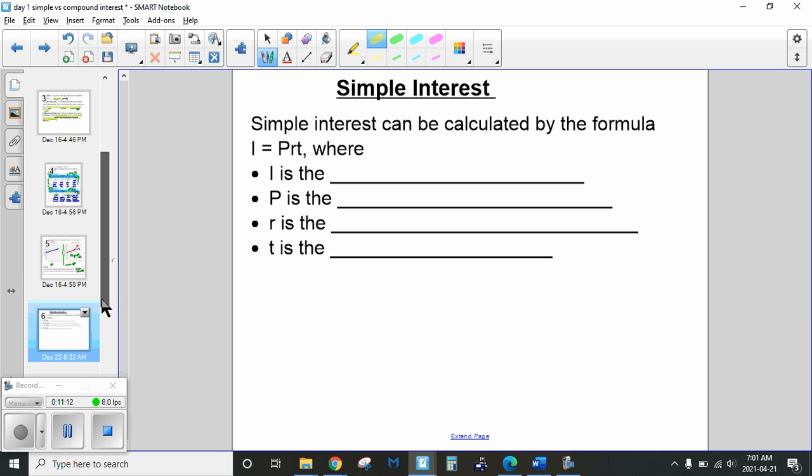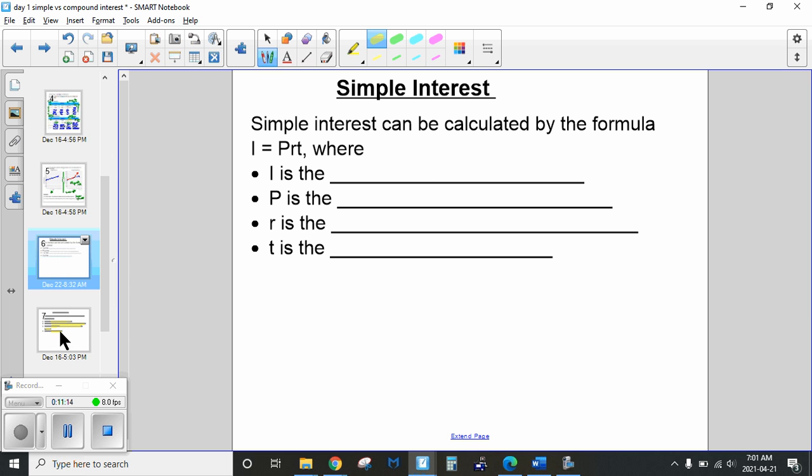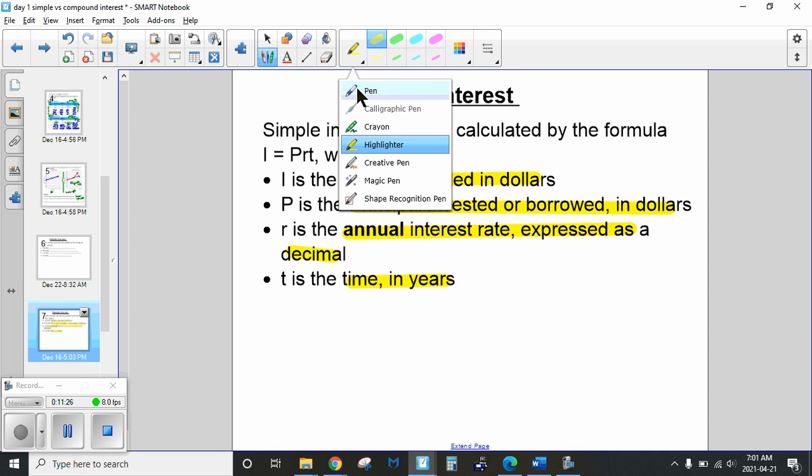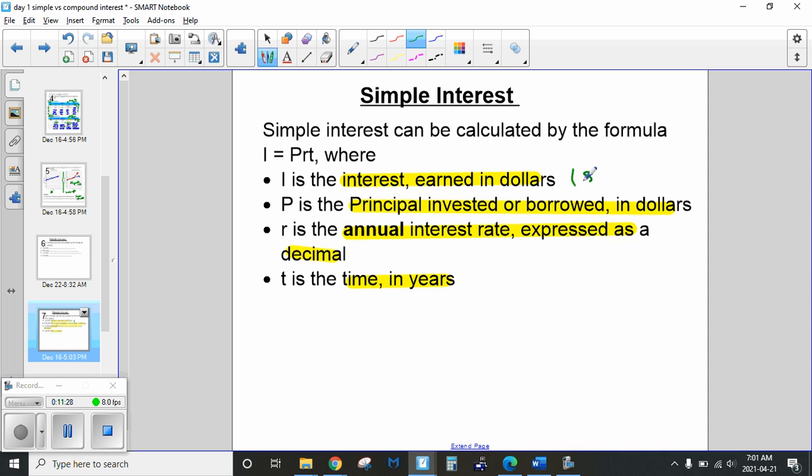Okay, so I have a finished version of this slide that I'm going to put up and talk about. You can pause to copy out the words. I stands for interest, or amount of interest earned in dollars. So this is a dollar amount of money. It's not the rate. P is the principal invested or borrowed in dollars again. So this is an amount of money. This is an amount of money.